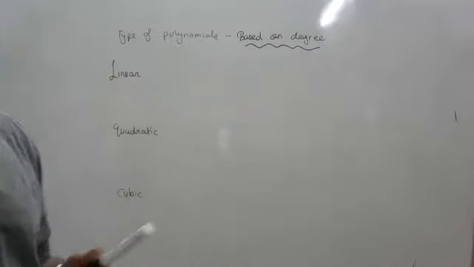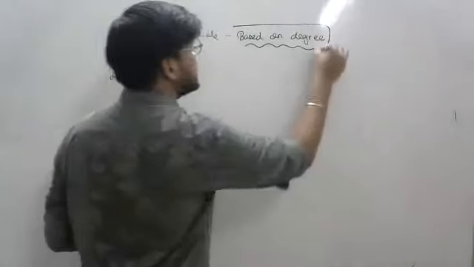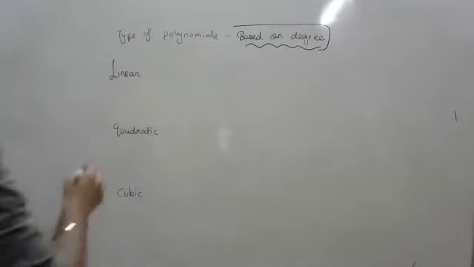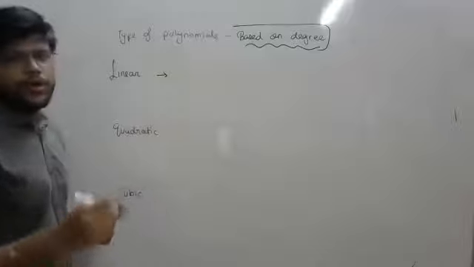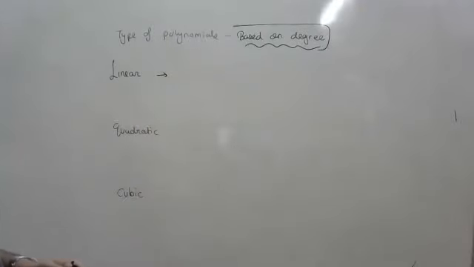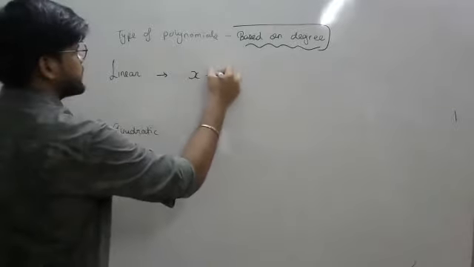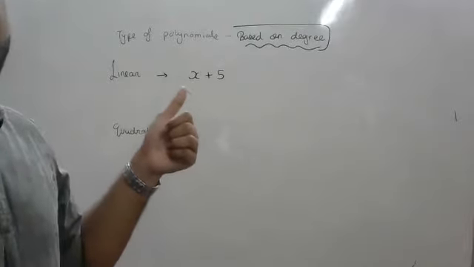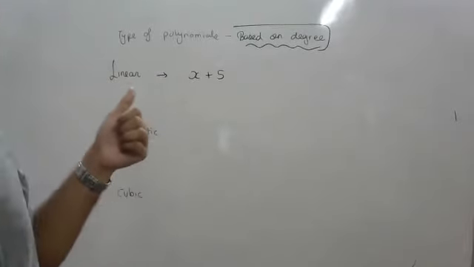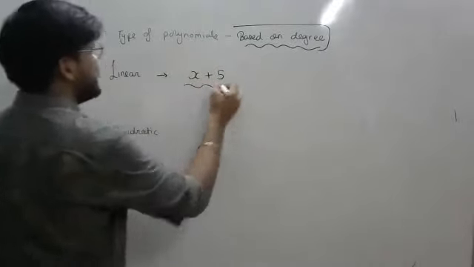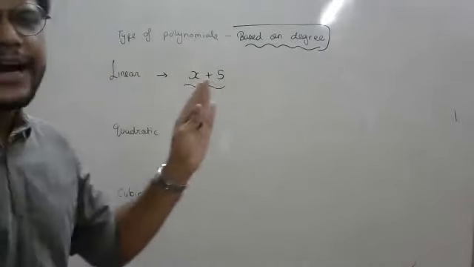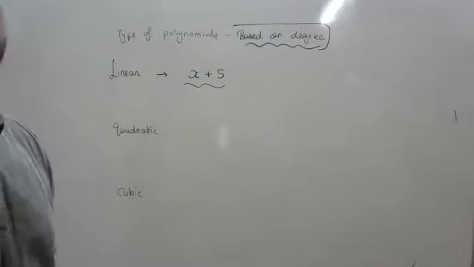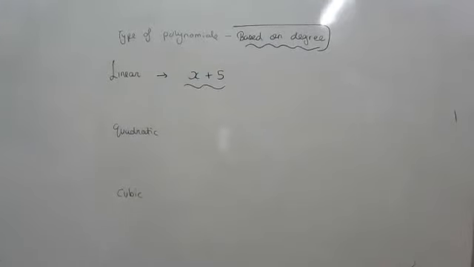Today we will be classifying polynomials based on degree. And what exactly is degree? We have discussed it yesterday. If I give you a polynomial, let's say x plus 5. Here the variable is x, and as the variable has a power of 1, we call it linear. Overall, in the entire polynomial, the variable's degree is not more than 1. So we call it a linear polynomial.